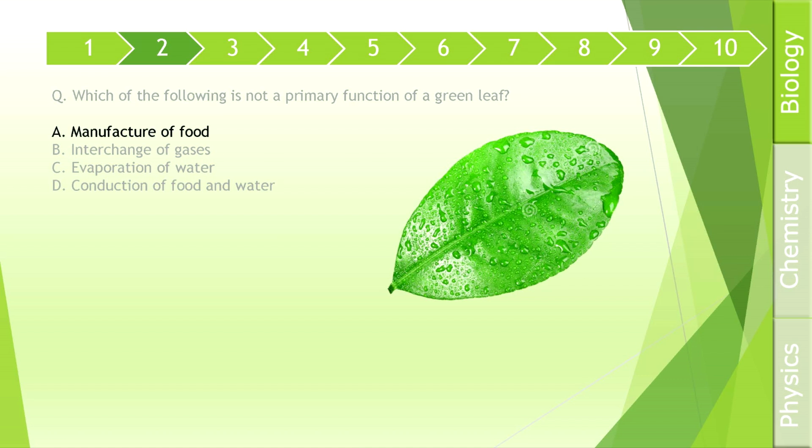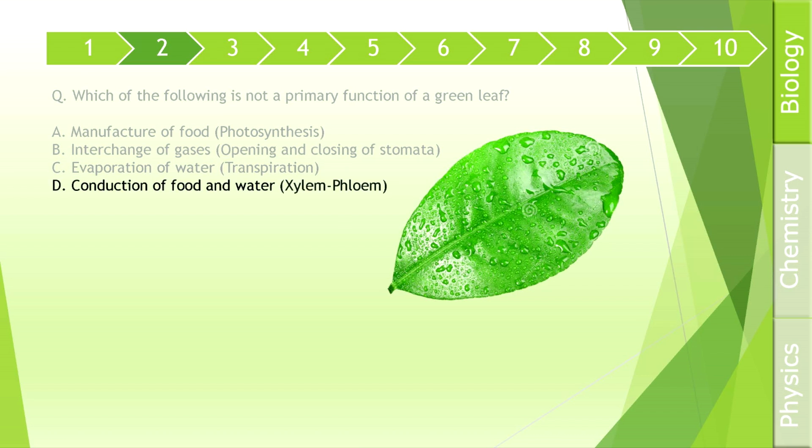Option A says manufacturing food. Obviously, leaves perform photosynthesis, so this is a function of leaves. Option B says interchange of gases. Presence of stomata, usually on the lower side of the leaves, helps gas exchange. This topic is studied in depth under plant-water relations. Option C is evaporation of water. Again, transpiration by leaves, its rate, effect of cuticle on leaves, and other related aspects are also studied in plant-water relations. Option D, that is conduction, is however performed by xylem and phloem.